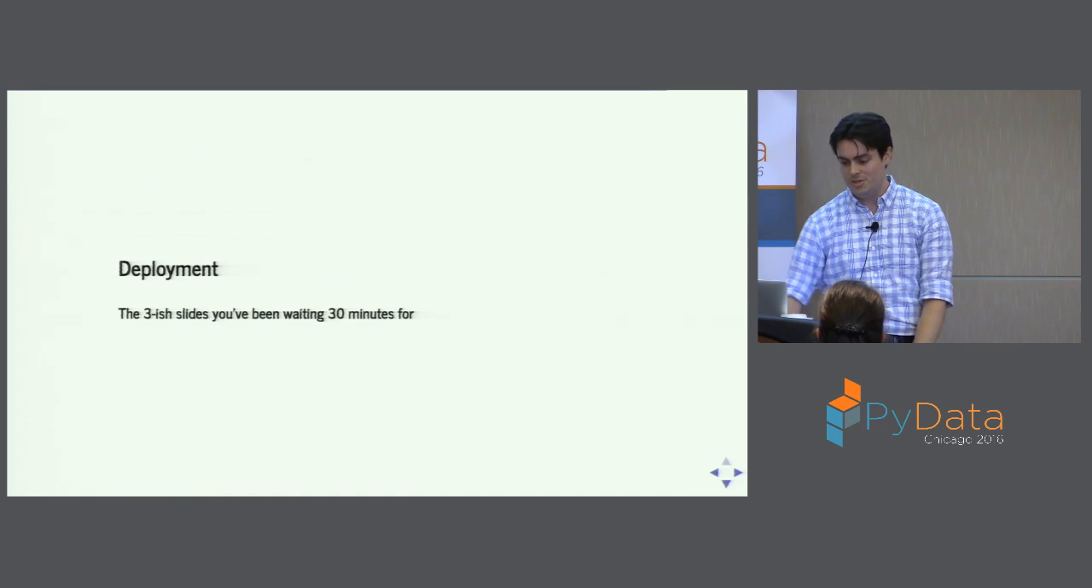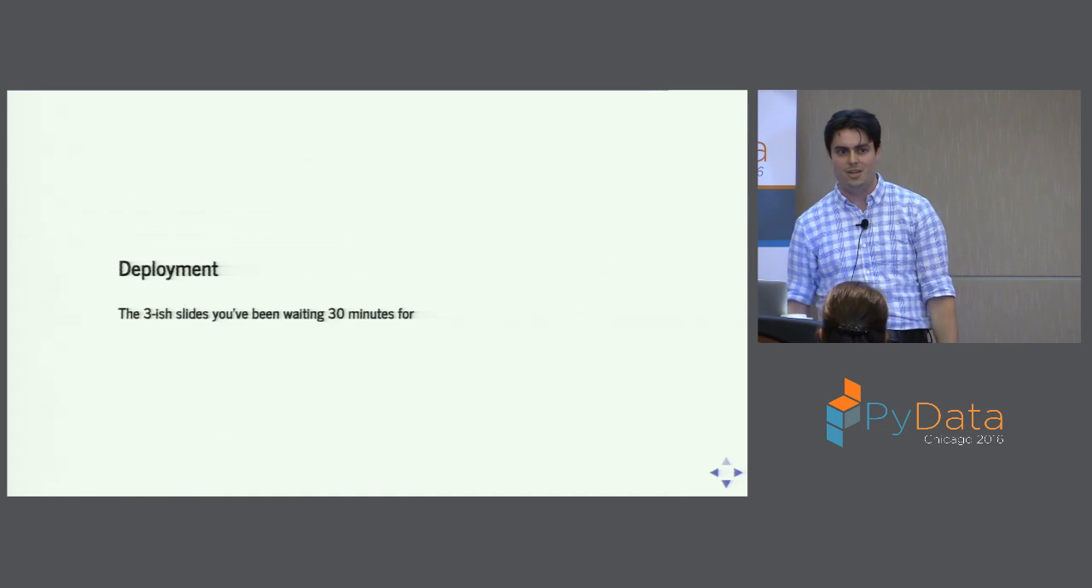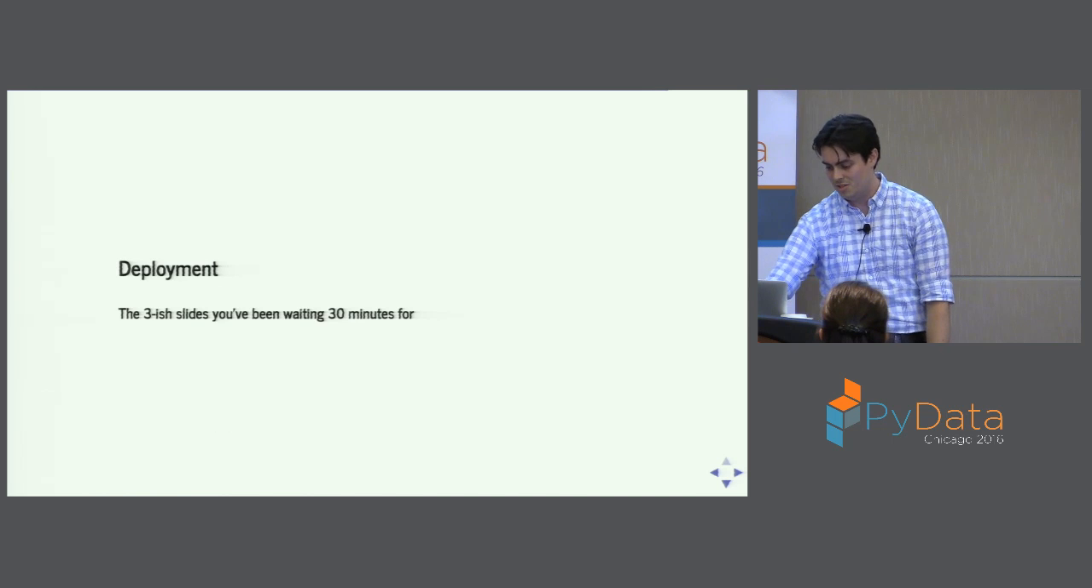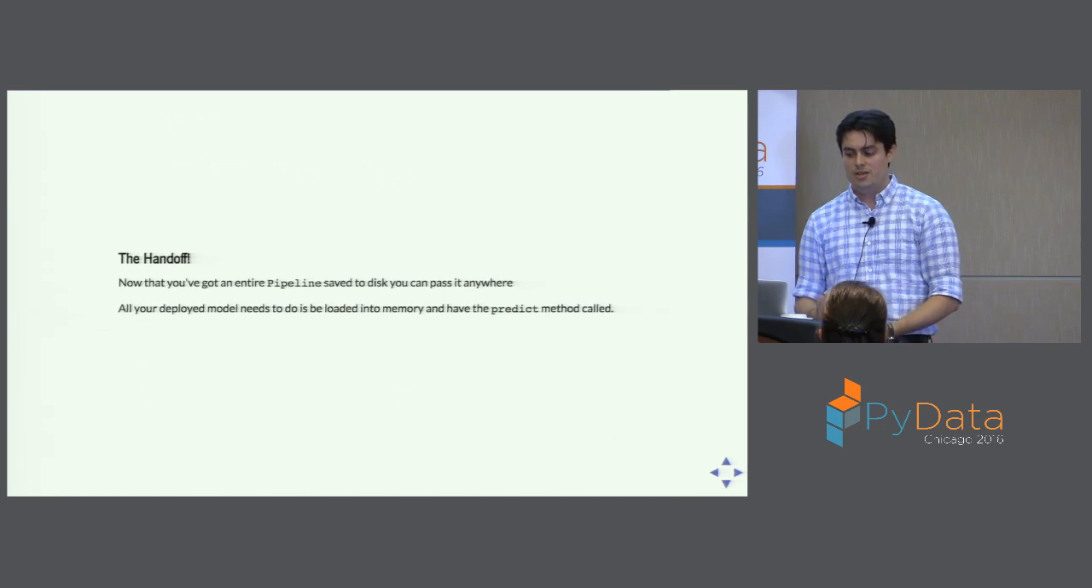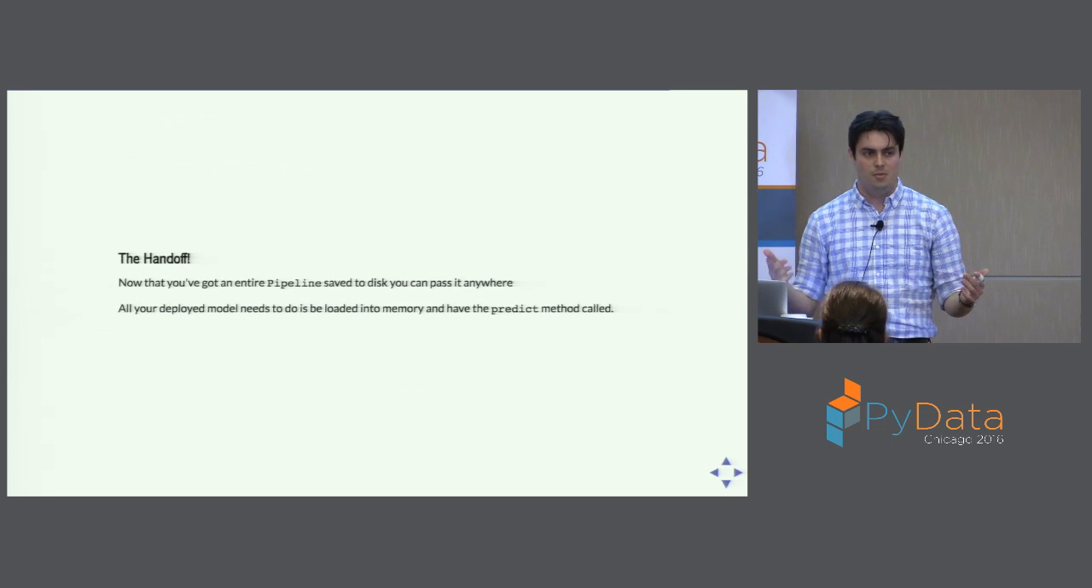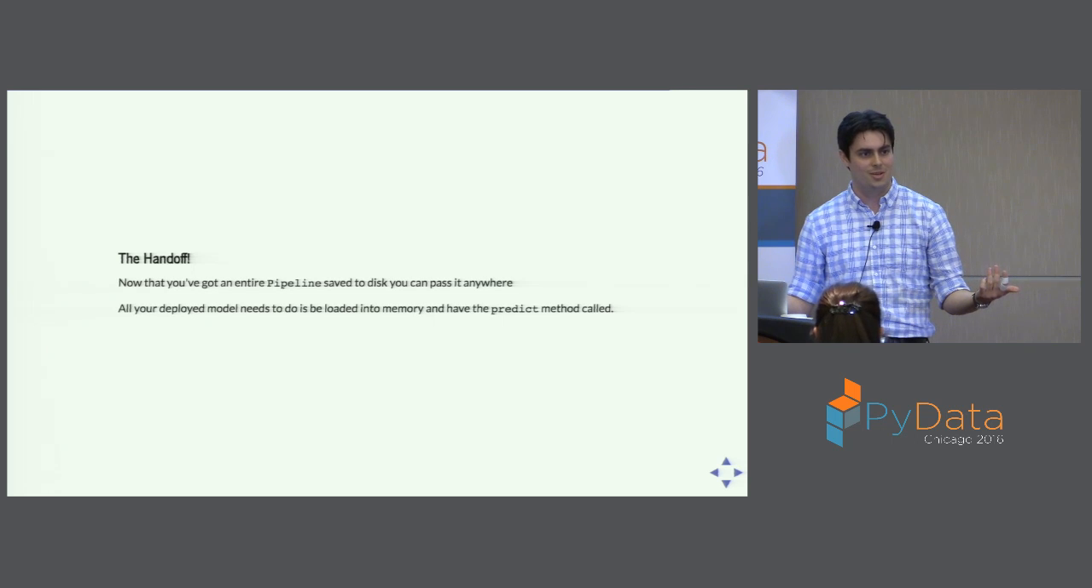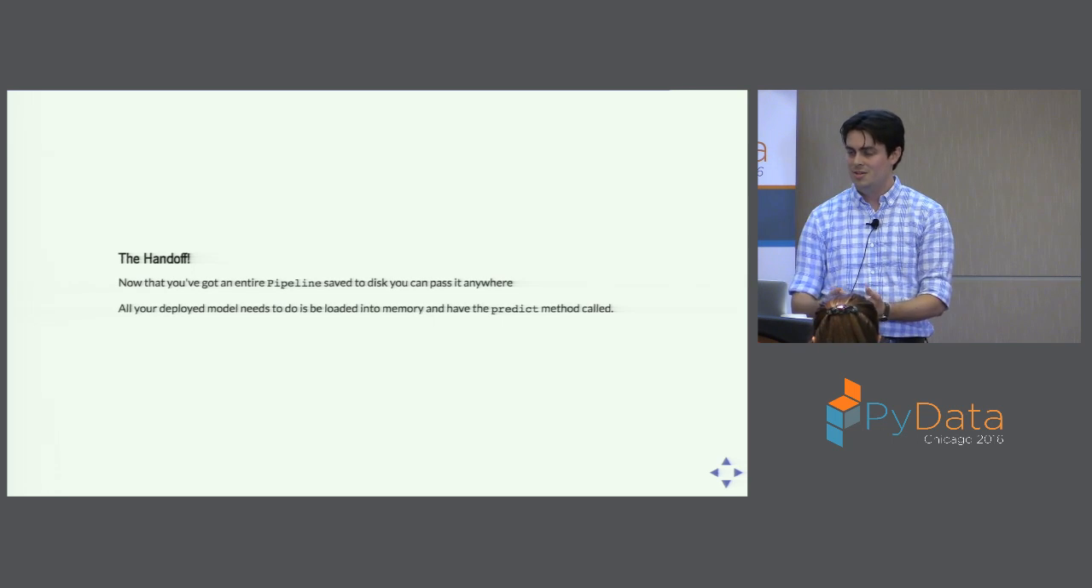Let's talk about deployment. Otherwise known as the 3-ish slides you've already waited like 30 minutes to see, because this is the name of the talk. Handing it off, right? You've got an entire pipeline saved to disk. It could be anywhere. At Grubhub, we post them to asset buckets in S3. This is not a secret. This is simple, easy, fun to access. Fun for all ages? I don't know.